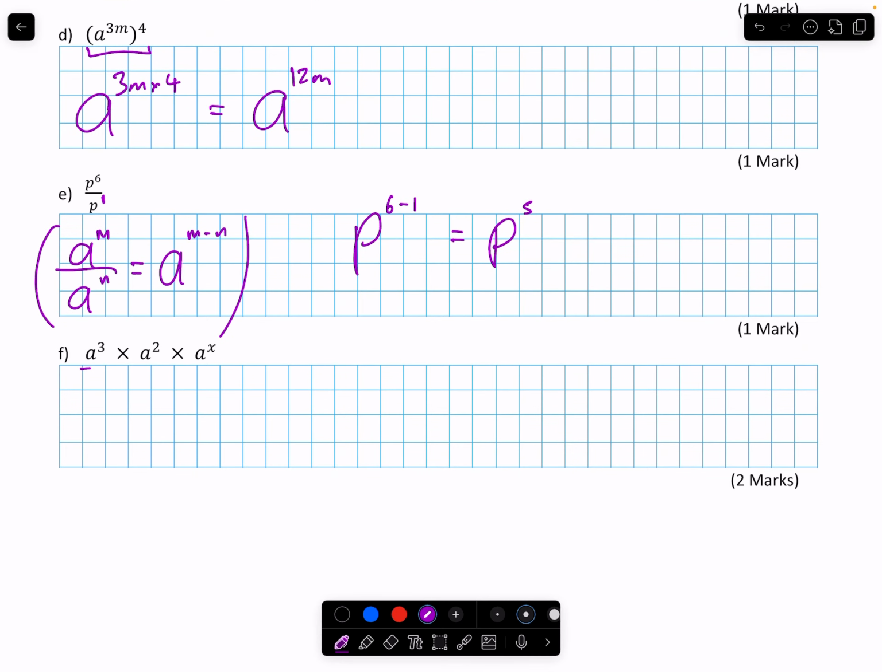Here, this kind of looks weird, but break it down bit by bit. Do the first two: same base number, timesing, so you add the powers. A to the 3 plus 2 equals a to the 5. We haven't done anything with this yet, so now it's a to the 5 times a to the x. Same base number, add the powers, it's going to be a to the power of 5 plus x. You can't work out what x is, you don't know what it is, so you leave it alone.